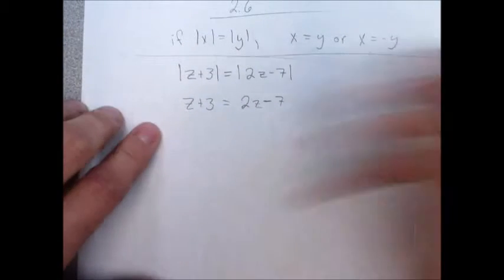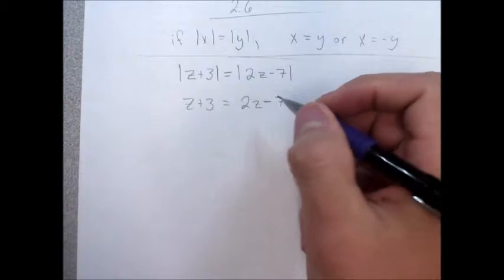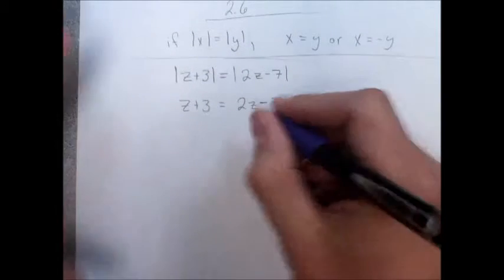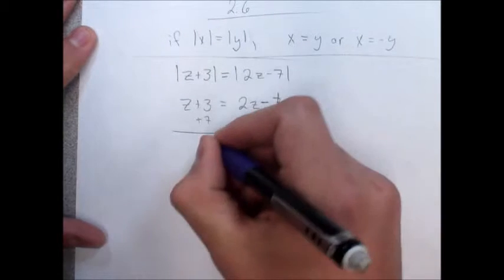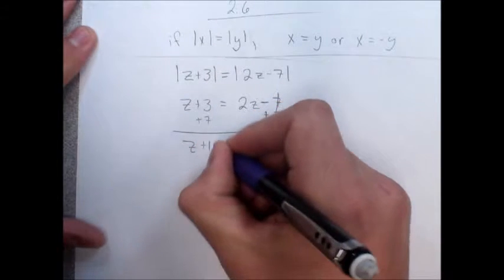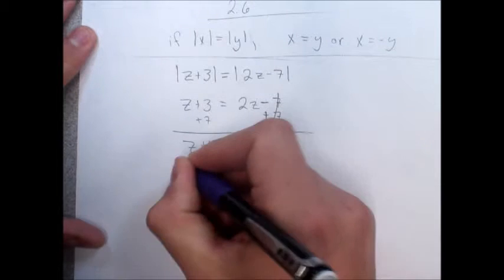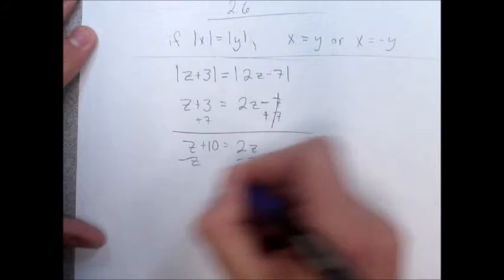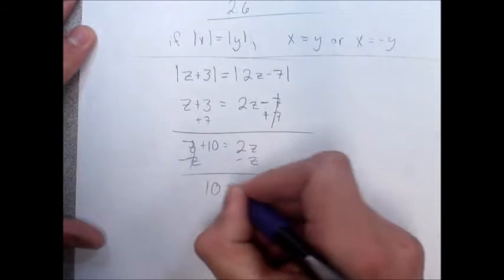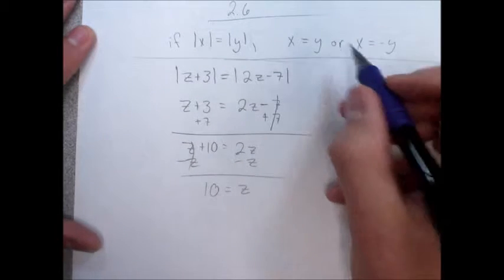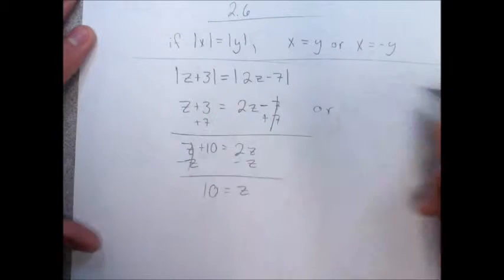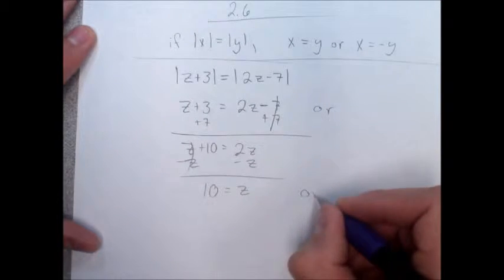Okay, so we would simply put all of our z's on one side and all of our other stuff on the other. So I'm going to move the 7 first. I'm going to add 7 to both sides. I get z plus 10 equals 2z. And obviously I'm going to move my z to the other side. Okay, and that leaves me with z equaling 10. So this is one of my solutions. Now remember, it's an or, so it's this or another solution. It'll be this or another solution.